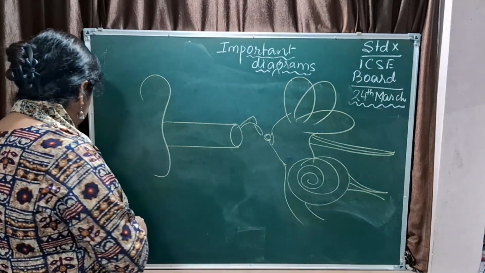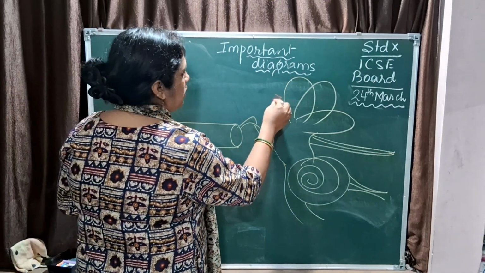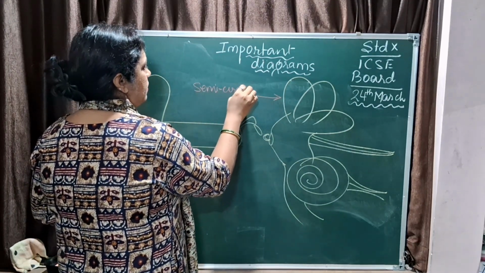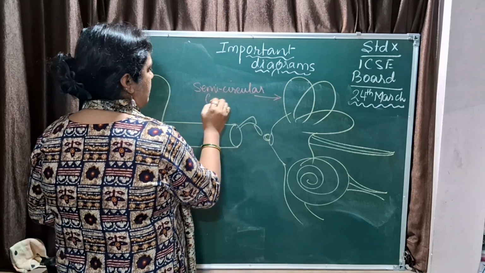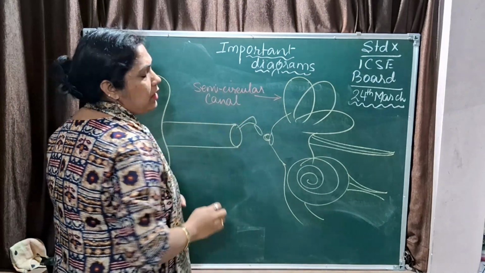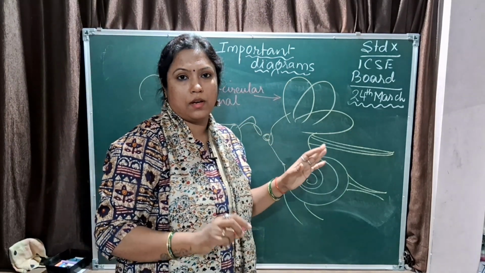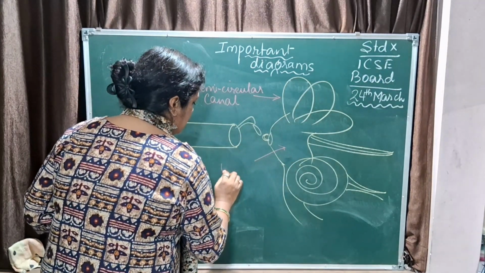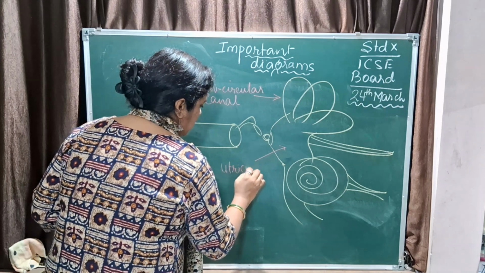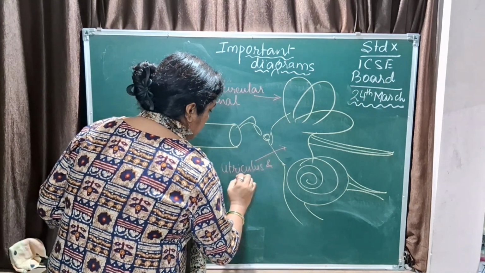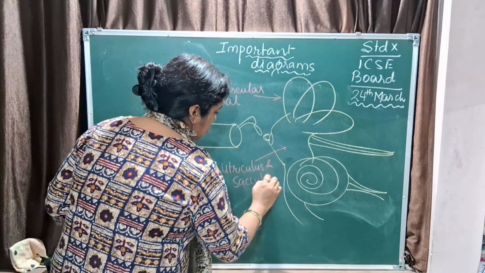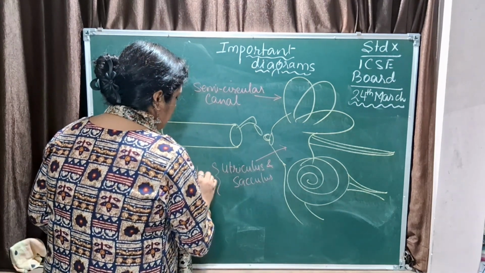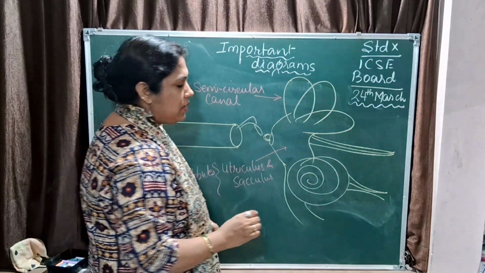How to label it? This is the semicircular canal. Semicircular canal is important for your dynamic balance. Utriculus and sacculus, together they are called the vestibules, are responsible for your static balance.